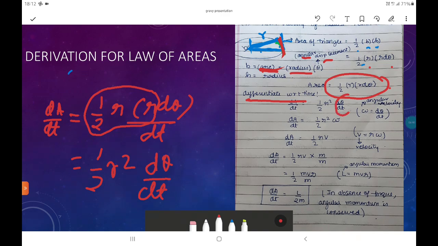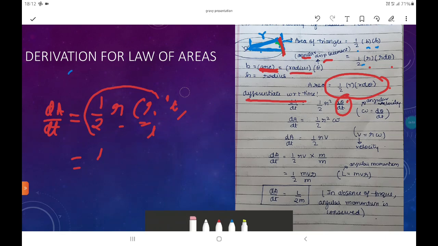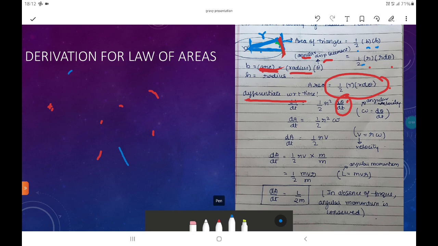So d theta by dt, that is angular displacement by time, is nothing but angular velocity. So angular velocity you get. So dA by dt is equal to half into r square omega. Now you know that V is equal to r omega.